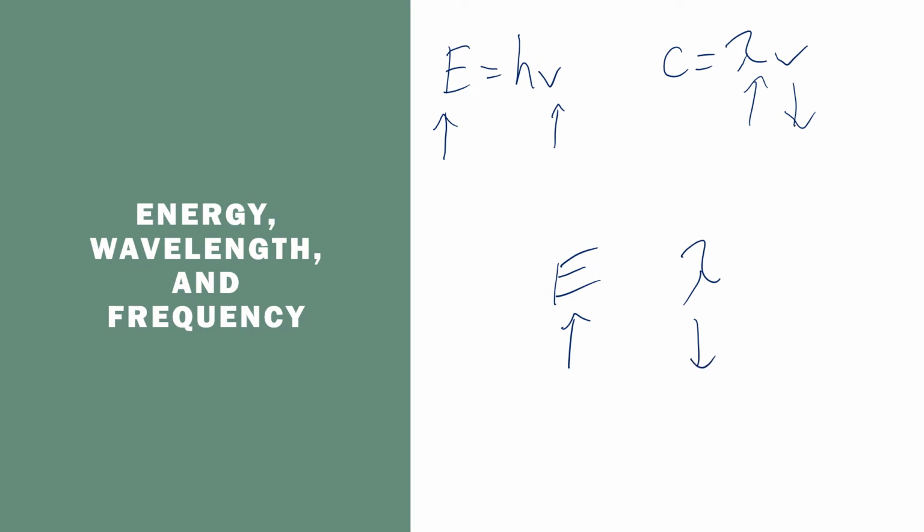So these equations are given on your formula sheet for AP Chemistry, as are the constants. h is 6.63 times 10 to the negative 34, and c, the speed of light, is 3.0 times 10 to the 8th. So they'll give you the constants in the formulas. You just have to plug in the numbers.